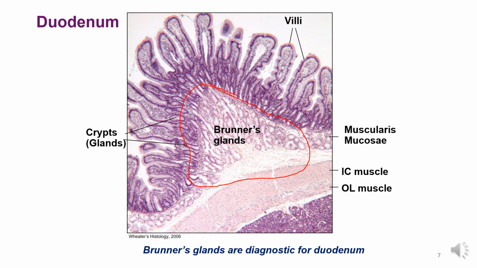Now again, whenever you're looking at a small intestine and you see these Brunner's glands, immediately recognize that you're looking at the duodenum. The jejunum and the ileum will not have this because they're getting further and further away from our stomach. So there's really no function for Brunner's glands in the other two parts of the small intestine.